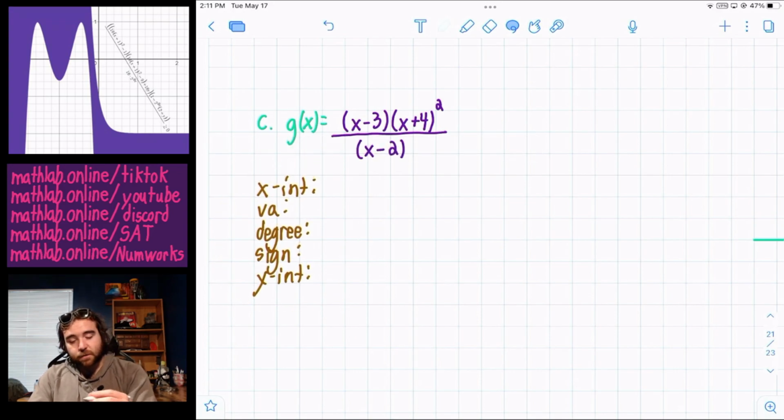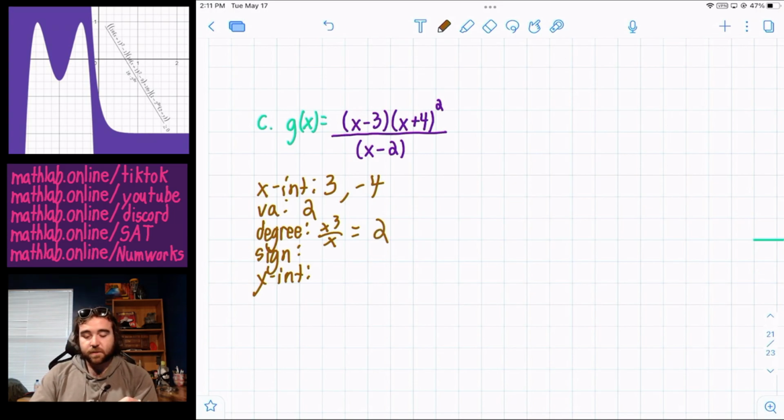So let's do the same thing. So we got an x-intercept at 3 and -4. We got a vertical asymptote at 2. The degree is x cubed over x, so it's actually 2. We expect it to be going the same direction at the end. It's positive, and we actually have a decent y-intercept here of -3 times 16 over -2. Cancel the negative. 16 over 2 is 8, so that's 24.